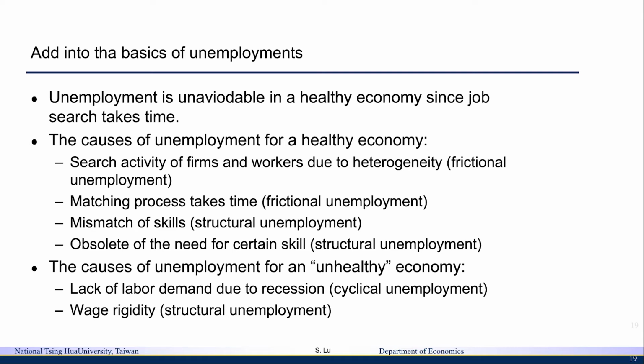Under the category of the causes of unemployment for a healthy economy, we say that searching activity of firms and workers due to heterogeneity is called frictional unemployment. When the matching process takes time such that it causes unemployment, we classify that as frictional unemployment as well. The third cause of unemployment is a mismatch of skills. For that type of cause, the related unemployment is structural unemployment. The last one is the obsolescence of certain skills such that people become unemployed. That is also classified as structural unemployment.